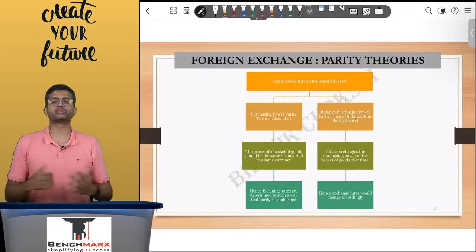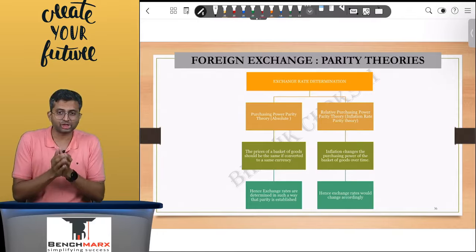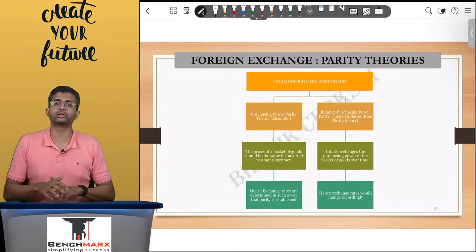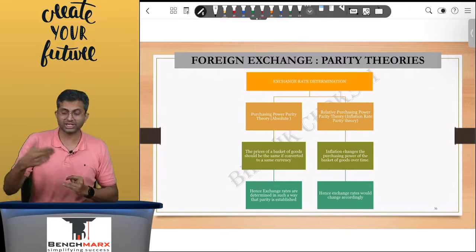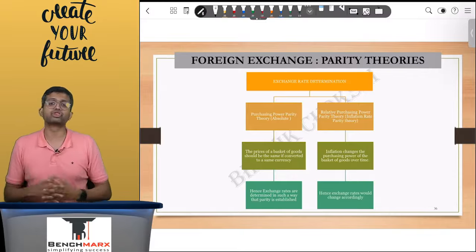Now, why would the exchange rates change? Simple economics theory tells you that, well, if the exchange rates are determined based on the purchasing power, their rates should change as the purchasing power changes. That is, purchasing power changes due to inflation.